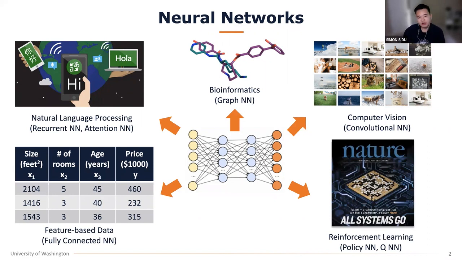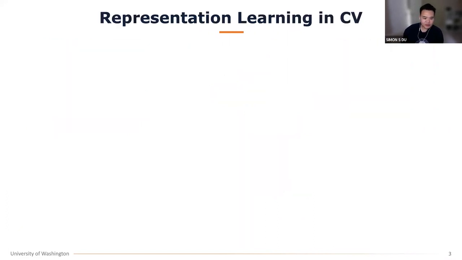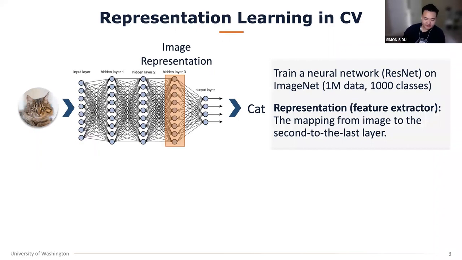All right, so today I'm going to talk about one particular use of neural networks: representation learning. Let me first give you an example of how we use a neural network to learn a good representation. This is a very standard usage of representation learning. First, we try to learn a good representation. By representation, in this talk at least, we mean the second to the last layer, which is here.